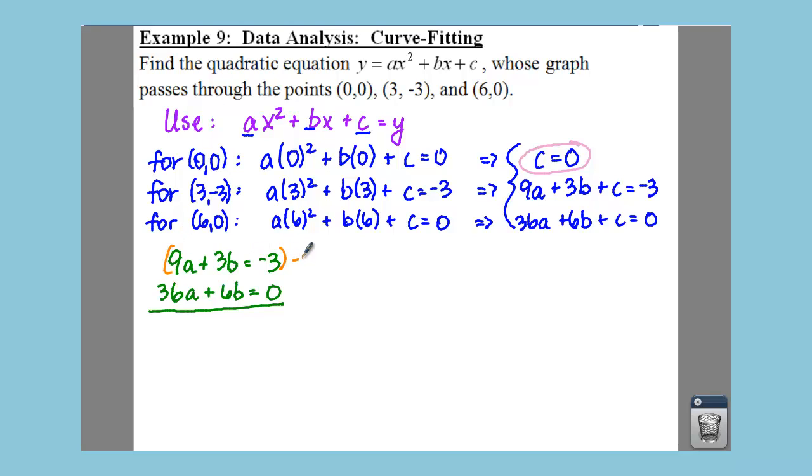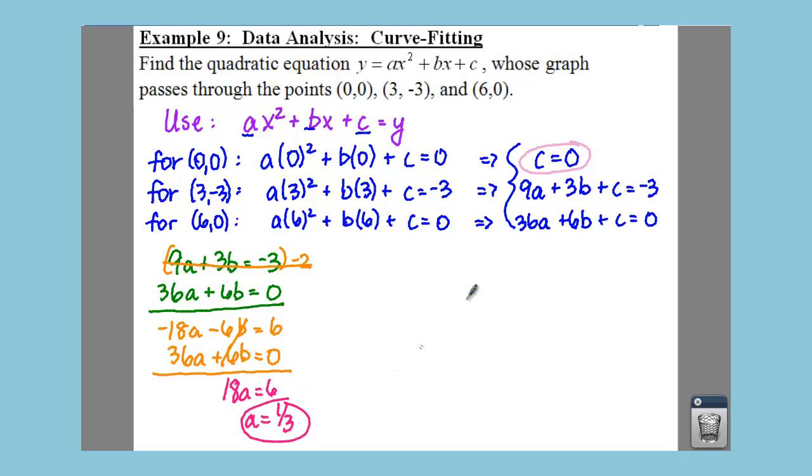So we're just going to multiply the top equation by -2, and that will give you -18a minus 6b equals 6. And so if that's gone, then I'm going to rewrite my second equation. And in this case, now your b's are gone. So you're going to end up getting 18a equals 6, or a is equal to 1/3. So there's your a. We have our c.